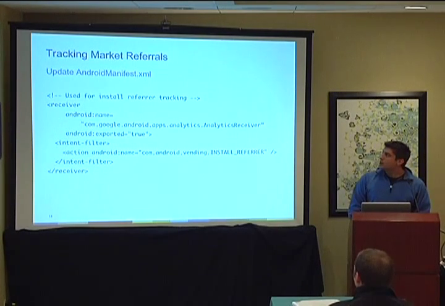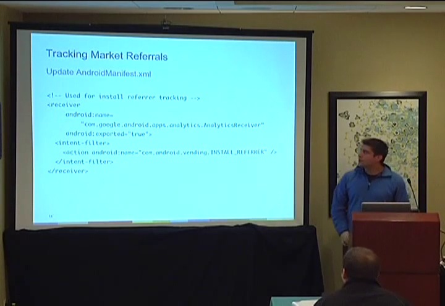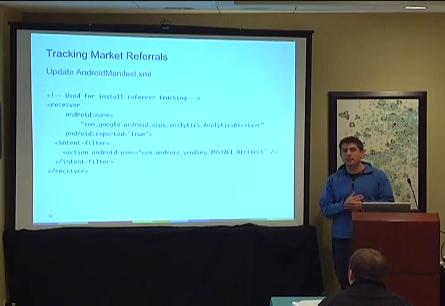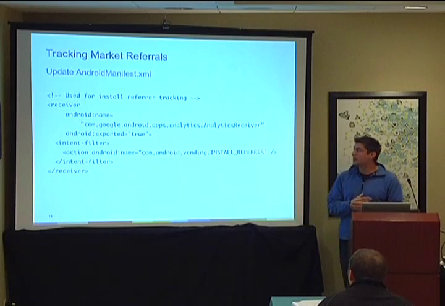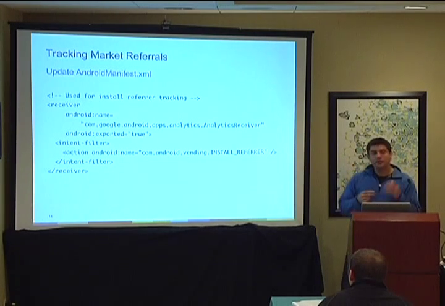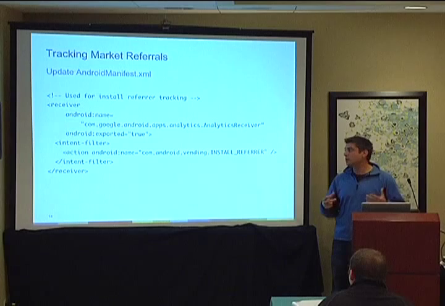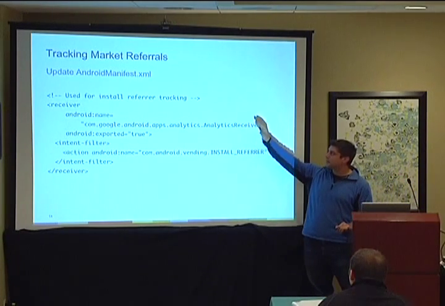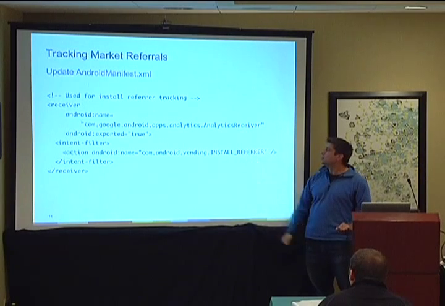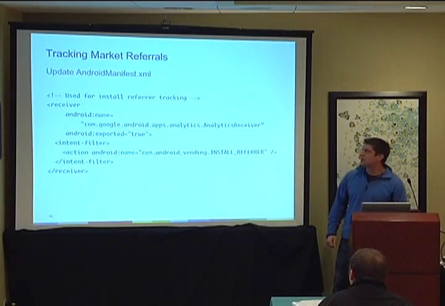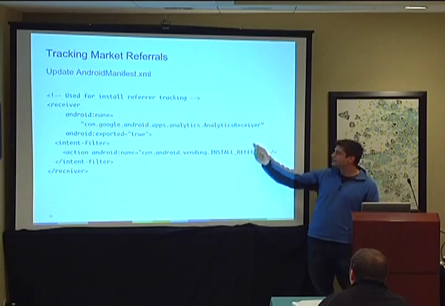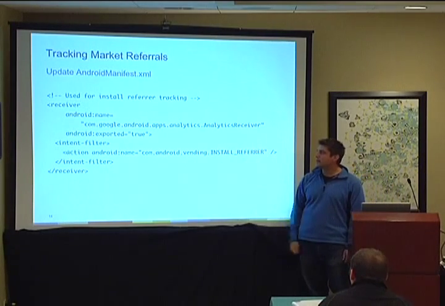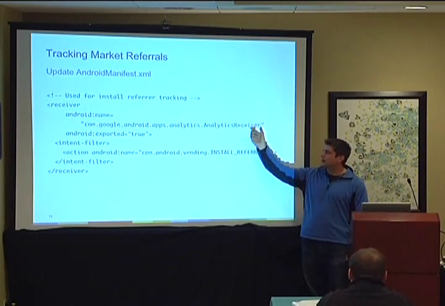Okay. So as I mentioned, we do have campaign tracking in the SDK. If you're running an AdWords campaign or some ad campaign, and it's going to the marketplace, and people then install your application, all you need to do is update your Android manifest file and add these lines of code. These lines of code tell analytics that we're listening for this install referral intent, and then to call this part of our SDK.